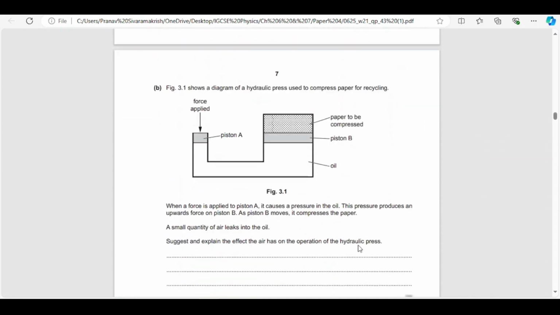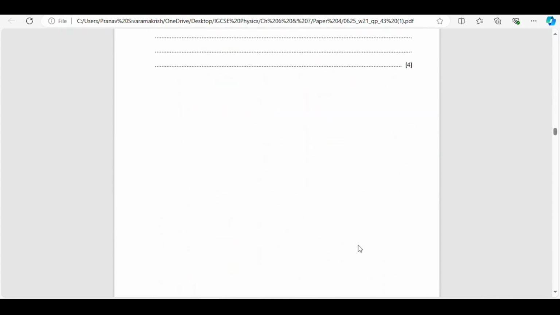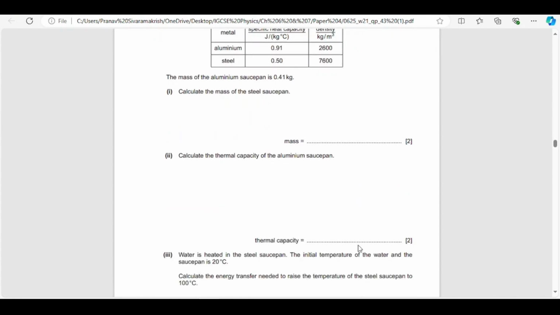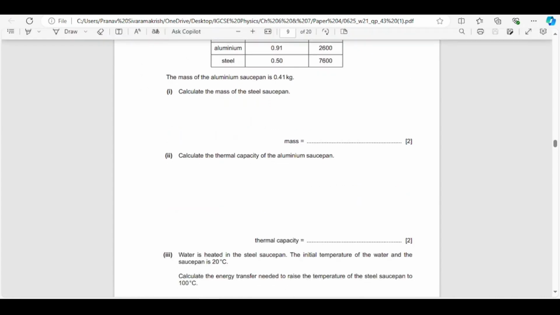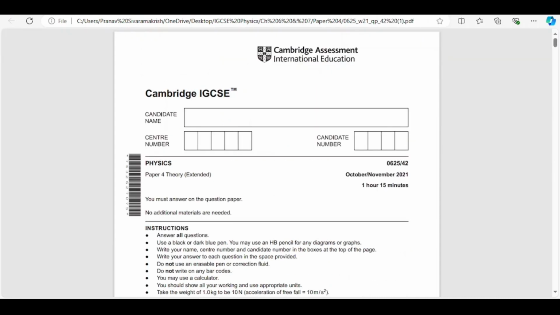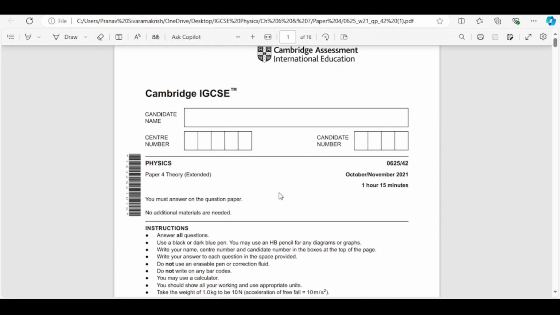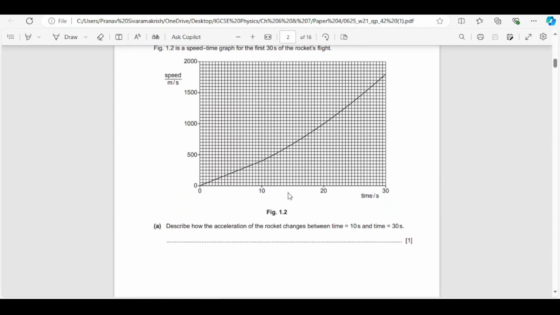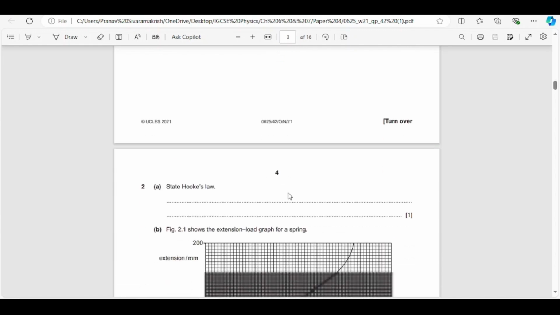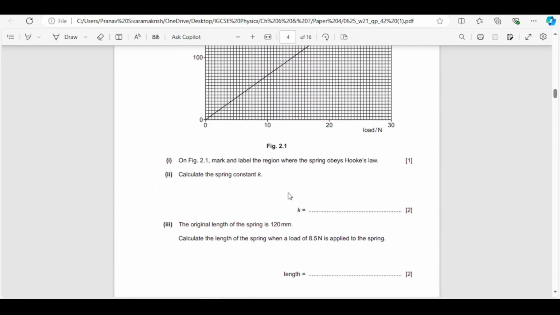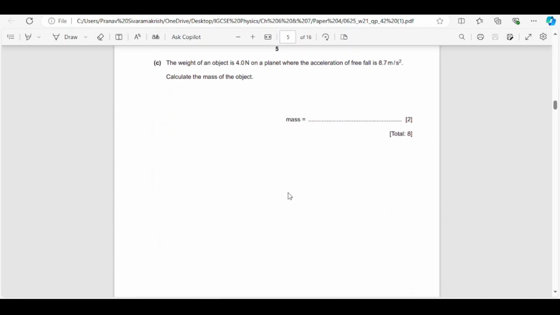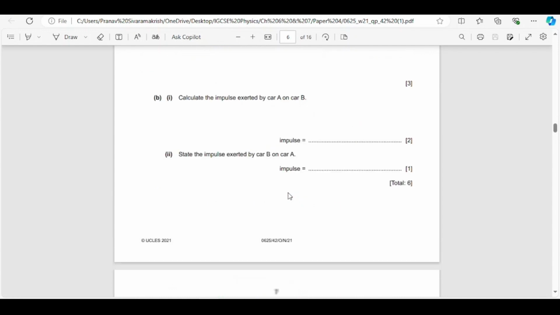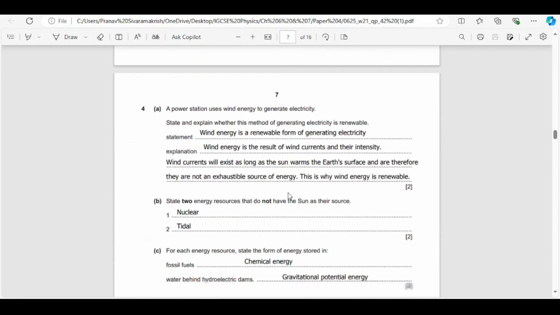Just checking again if there are any further questions of interest. No, I think we've gone into thermal properties and thermal concepts. So if you move on to our last paper that we'll be looking at, which is October, November 2021, variant 4.2. Again, I could see there's some questions on kinematics. It's a question on Hooke's law. It's a question on momentum and impulse. And yeah, so we've got question 4.